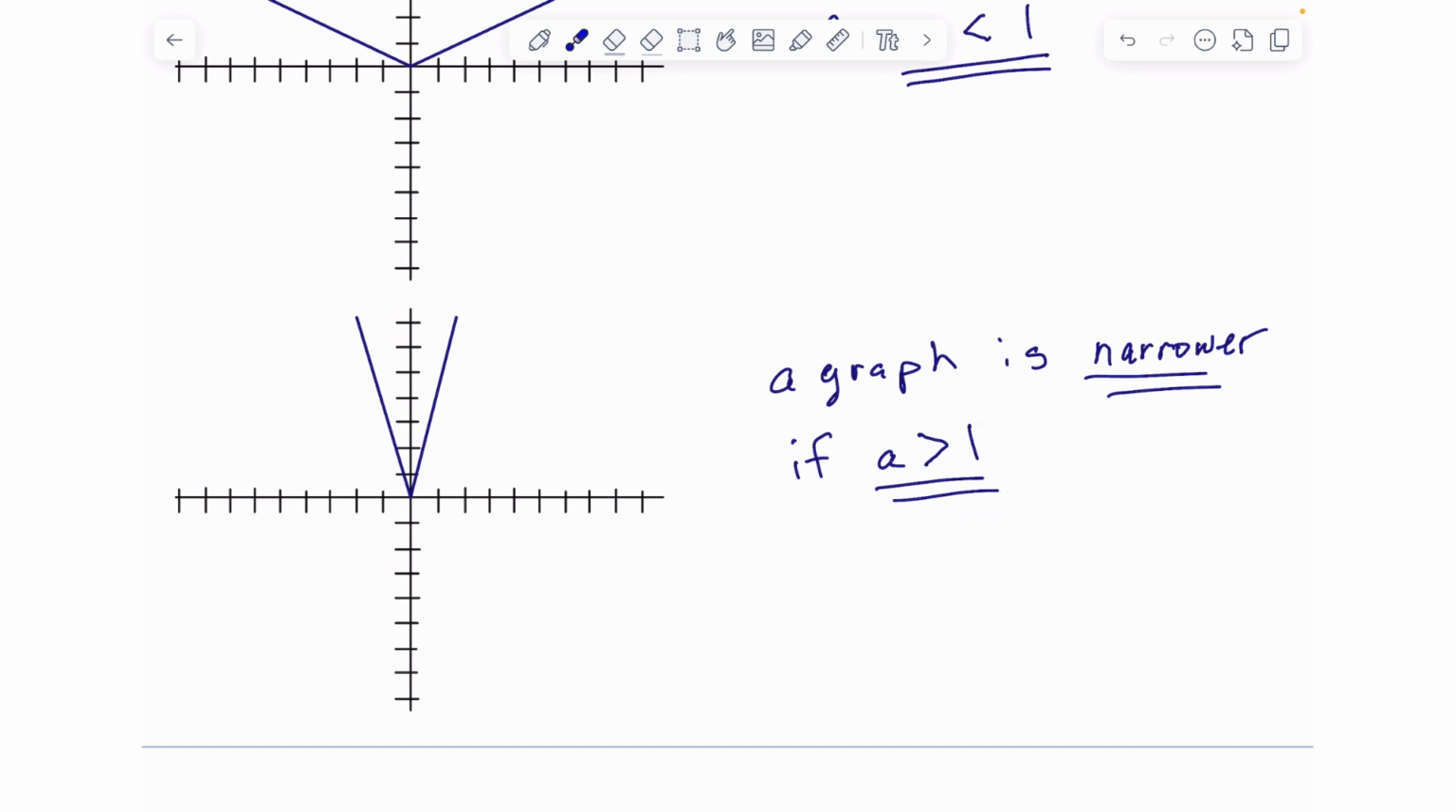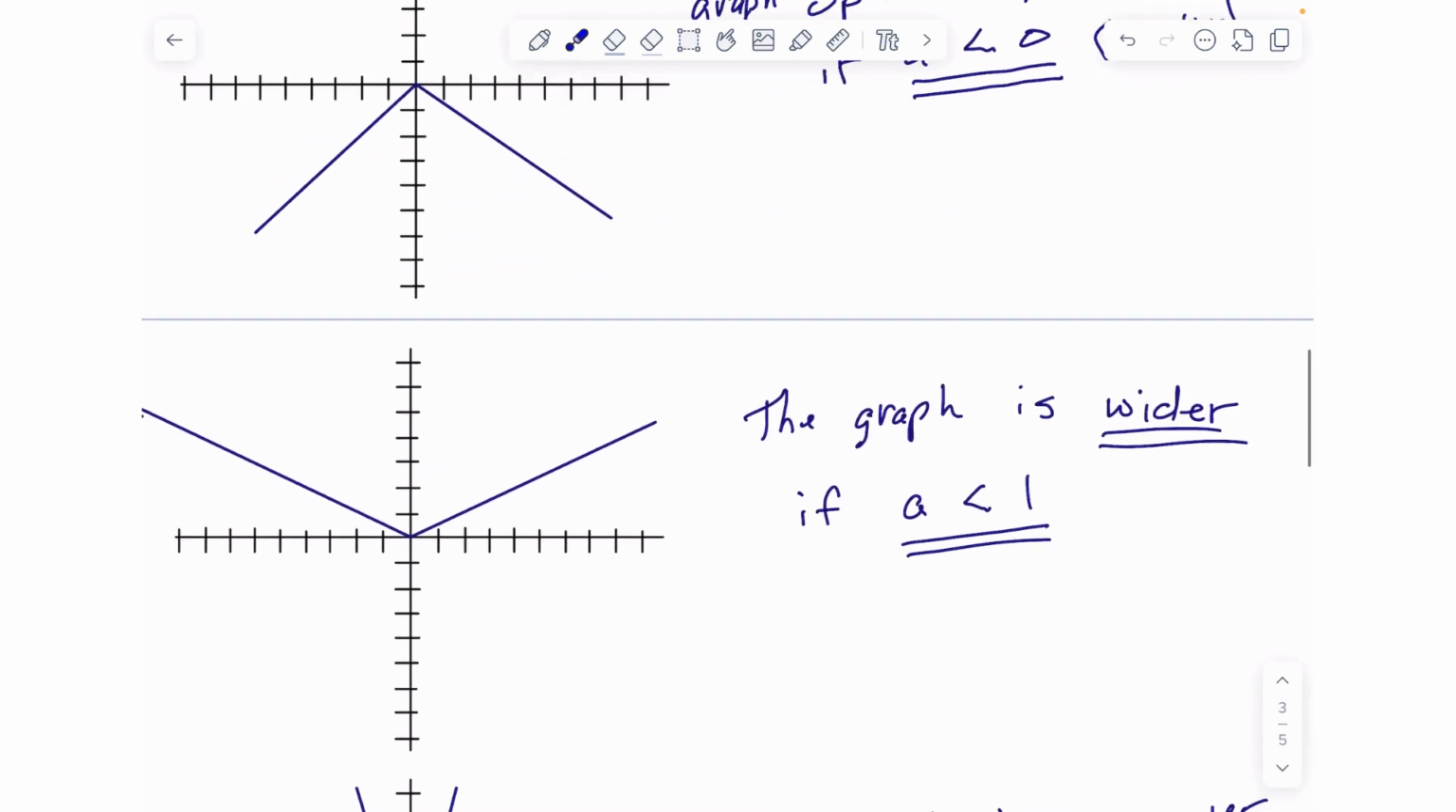Now, narrow implies smaller, but don't let it fool you. It's when a is greater than 1. Made that mistake myself. I tend to forget that rule.